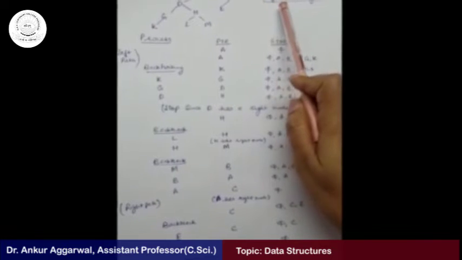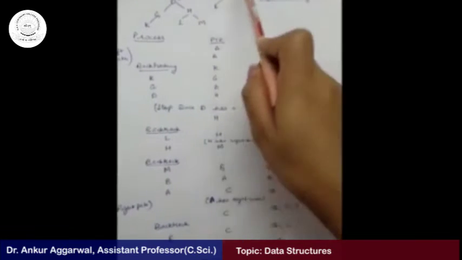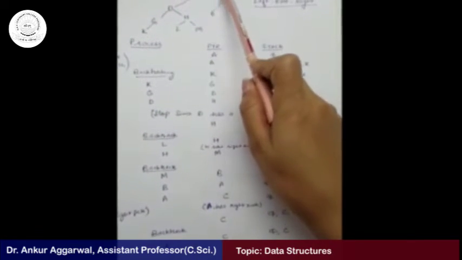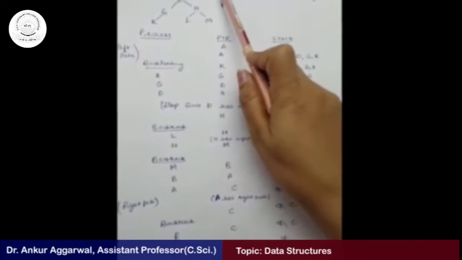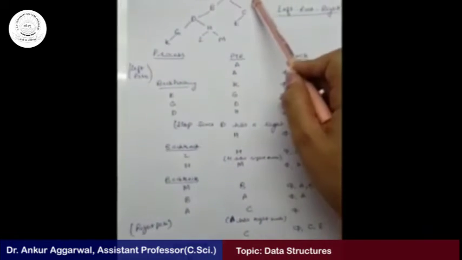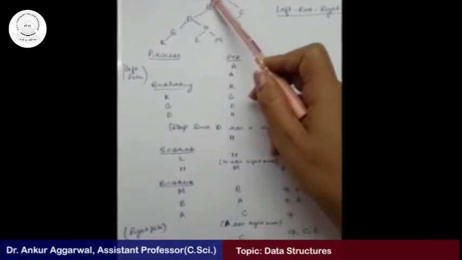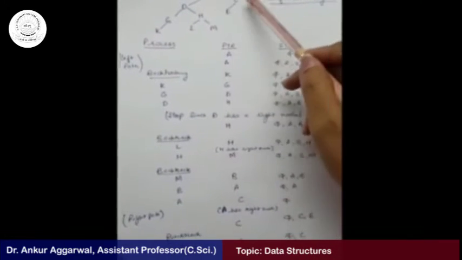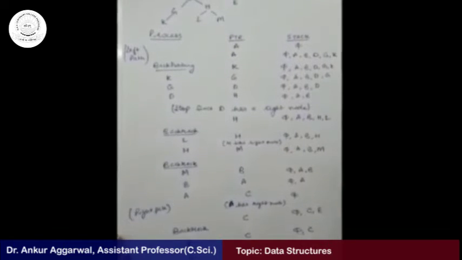So first of all, we will process the left subtree, then root and then right. In this example, we have a binary tree where A is the root node and this is the left subtree and this is the right subtree. So first of all, we will scan the left subtree, then the root and then the right subtree.